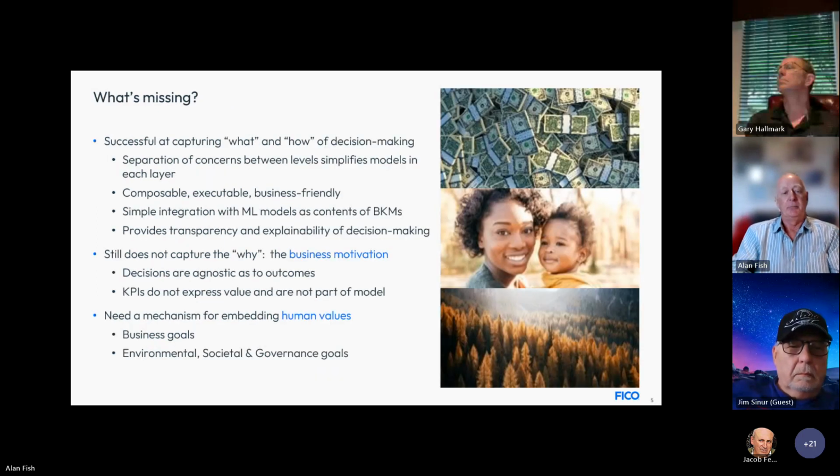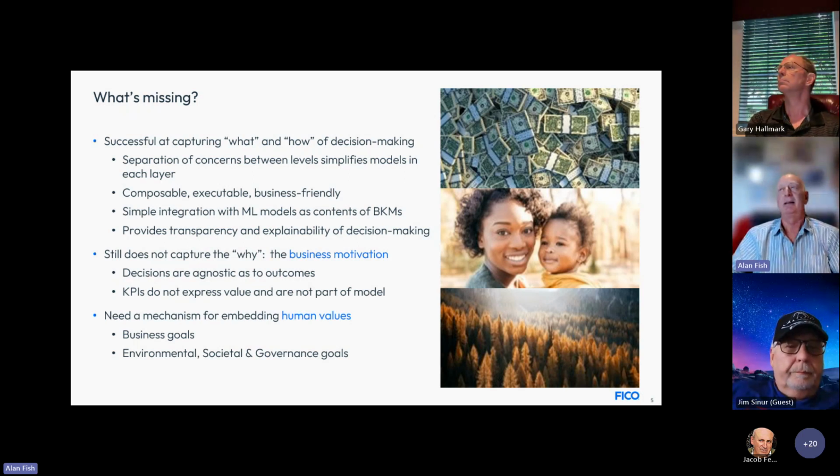So BPMN Plus models are very successful at capturing the what and the how of decision making. These 3 levels separate concerns very well. You've got the sequential procedural aspect of business processes captured in the top layer. You've got the dependencies of the decisions in the second, and you've got the detailed logic in the third. They result in models which are composable and executable and business friendly. It provides a very simple way of integrating ML models with other types of decision logic. And it provides a level of transparency and explainability of decision making.